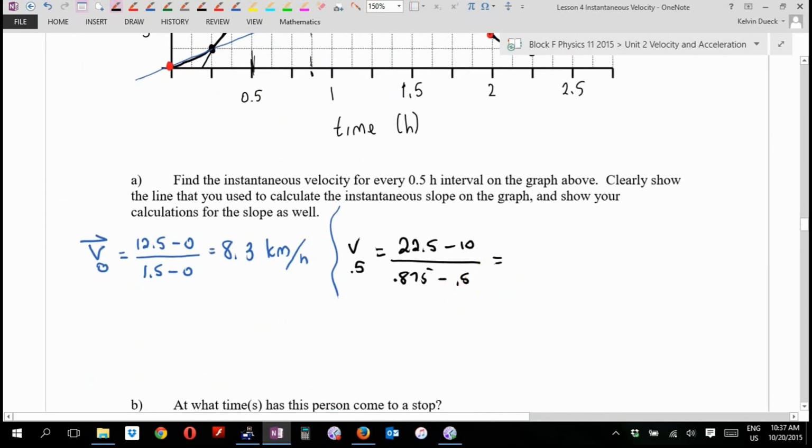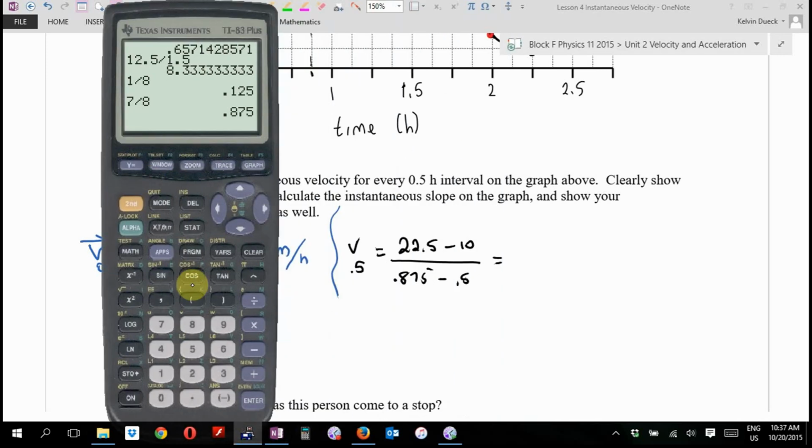Good. Now, if you're using your calculator, and for this most of you will need to, is there more than one number on the top of the fraction? Say yes. Is there more than one number in the bottom of the fraction? Say yes. Brackets around the top, brackets around the bottom. I'm going to go bracket 22.5, take away 10, close bracket, divided by bracket 0.875, take away 0.5. My instantaneous speed is approximately 33.3, I'll go 33 kilometers per hour. Is that faster than when we started? So I'm okay with that answer.